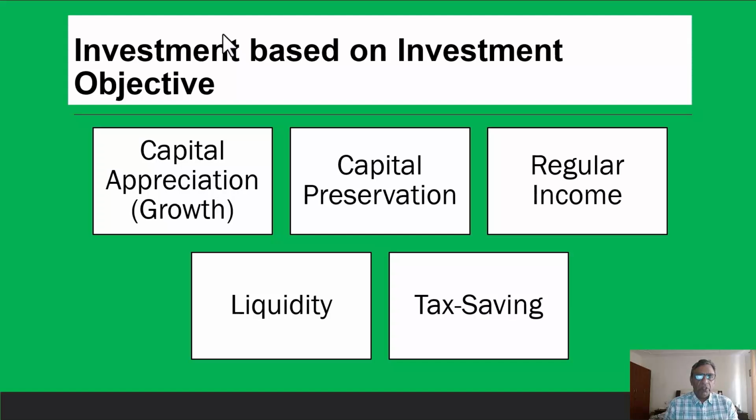Then liquidity. Open-ended funds offer high liquidity as compared to closed-ended funds. So liquidity would be which funds have greater liquidity. We're going to talk about that. Then tax savings. If you invest in funds called equity-linked saving schemes, they offer a tax exemption under Section 80C of the Income Tax Act up to 1,50,000, where you can save tax depending upon your slab rate. So these are based on the investment objective. If your objective is to save tax, then you invest only in those schemes which offer the benefit under Section 80C.